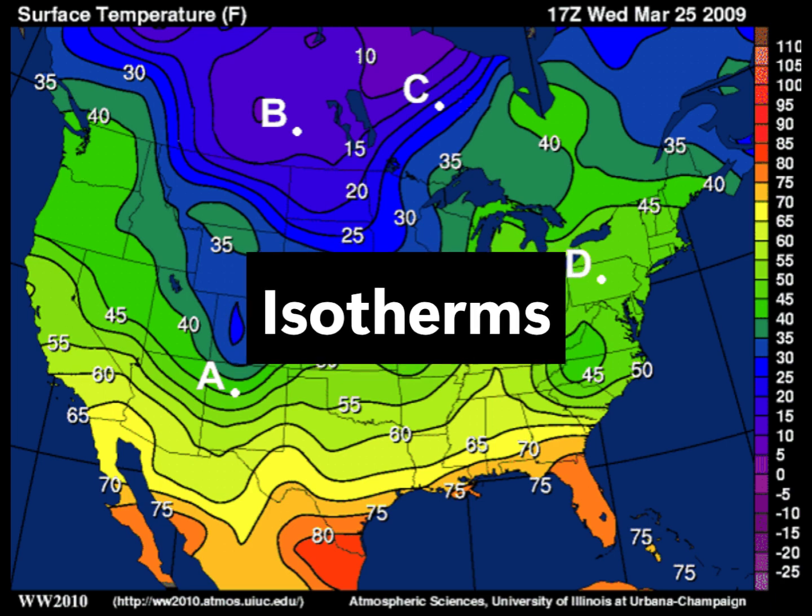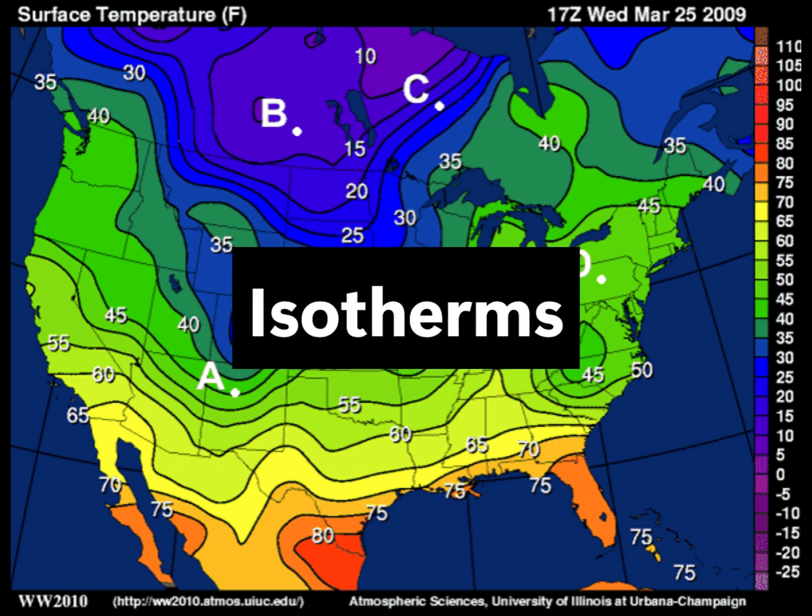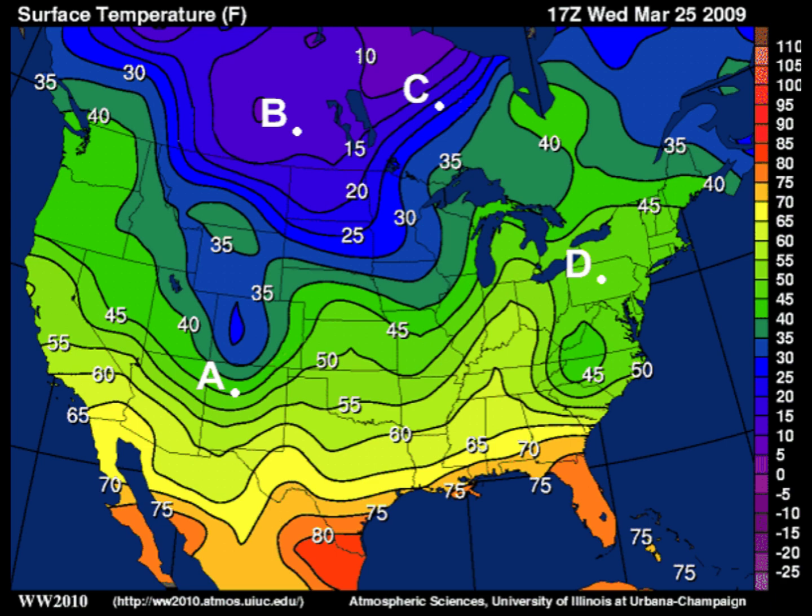The next feature on the temperature map are the isotherms. The black lines on the temperature map are called temperature contour lines, also known as isotherms. These lines connect locations that have the same temperature.